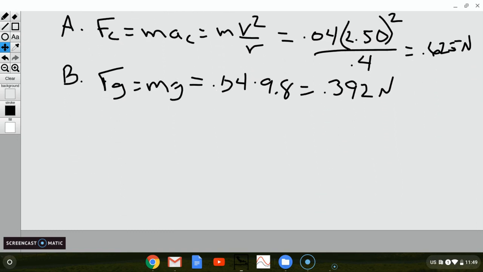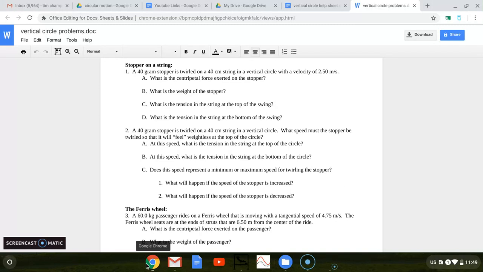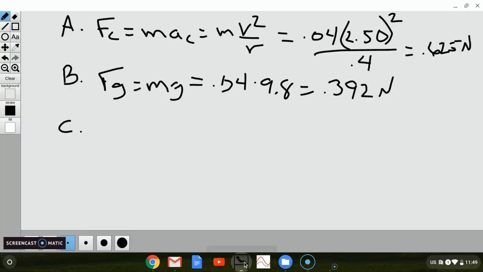Let's move on down. So now let's take a look at C and what they want for C. So let's go look at the problem again. What is the tension of the string at the top of the swing? You should have watched that whole video where I went through free body diagrams for top and bottom of the different scenarios. So this is the top for a stopper on a string. Is that a ball on a string, or is that a Ferris wheel? Hopefully you didn't have to think too hard. That's a ball on a string.